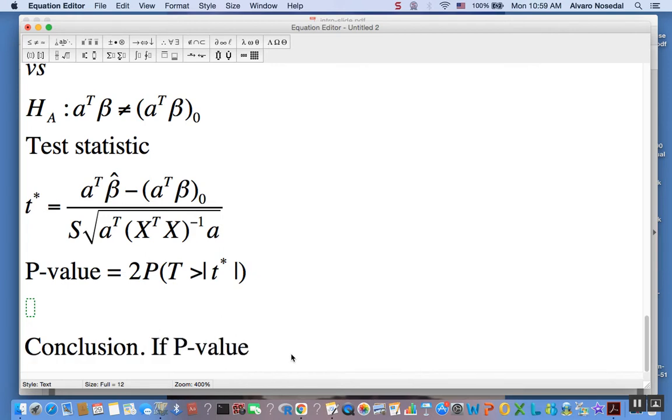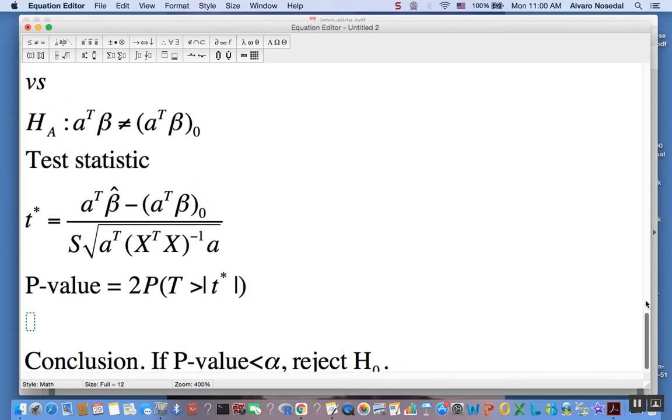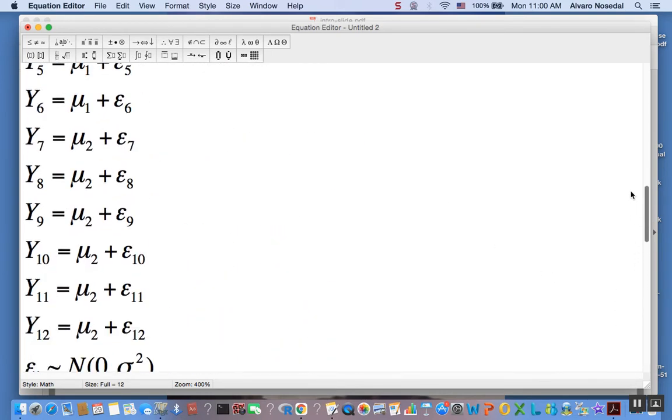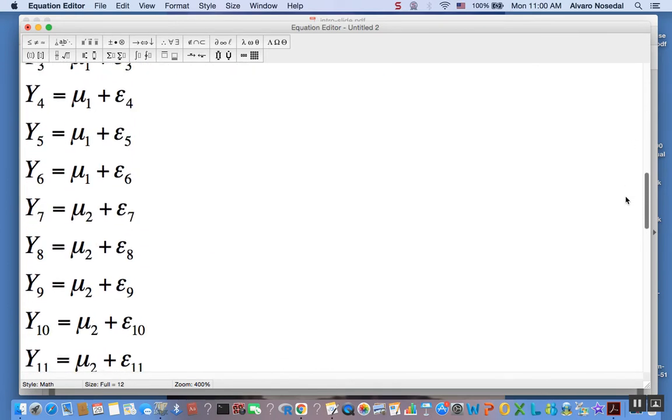If p-value is less than alpha, reject H0. Okay, so that's what we're going to be doing. Let's try to implement those ideas. To implement, we are going to be using R, as you can imagine, but now we have the setup of a problem.